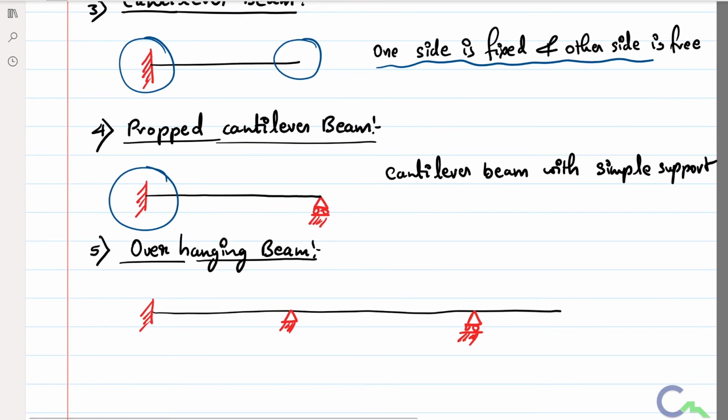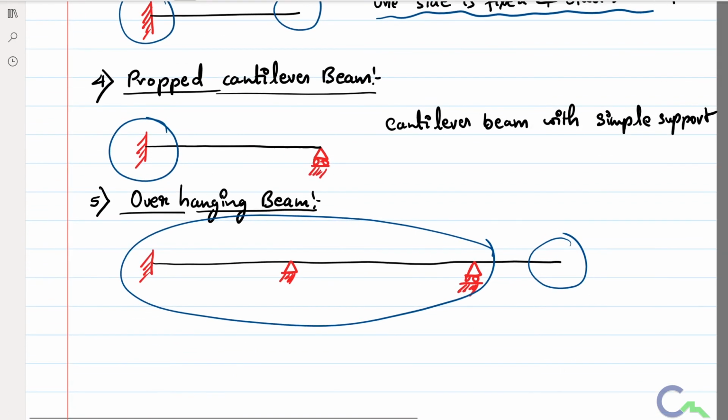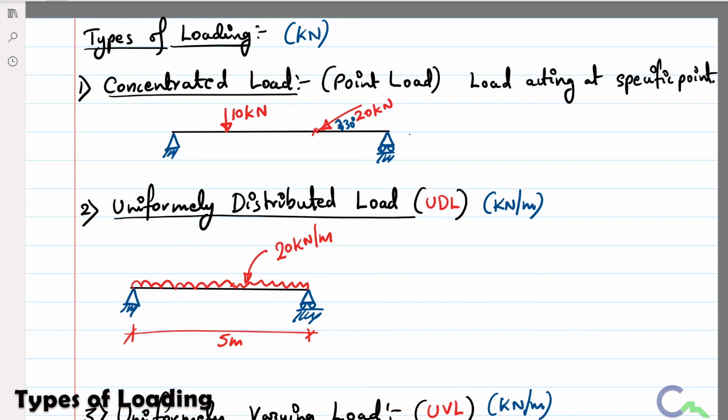Then the overhanging beam. You can see here, it is a continuous beam, and on one side it is overhanging, then it is called an overhanging beam. Now I am going to explain some types of loading. The first type is the concentrated load, also called a point load. In the previous topics we were discussing concentrated load, which is acting at a specific point or particular point.